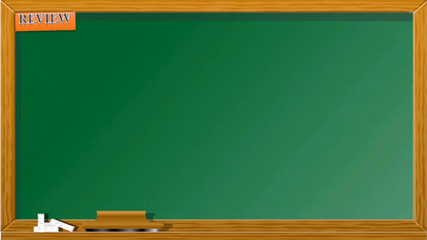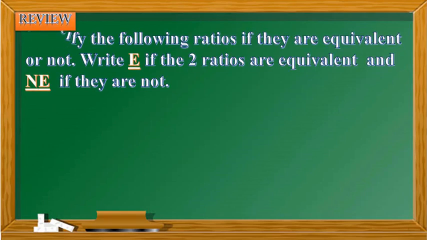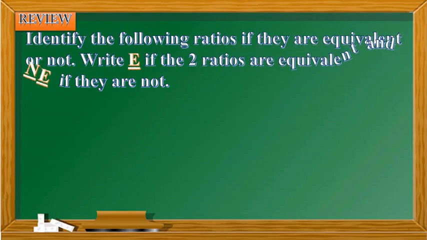Can you still remember your past lesson regarding equivalent ratios? Let's try this. Identify the following ratios if they are equivalent or not. What you are going to do is to write E if the two ratios are equivalent and NE if they are not. Number 1.